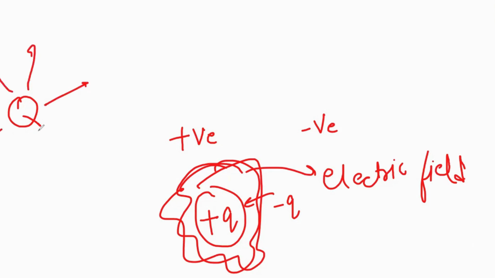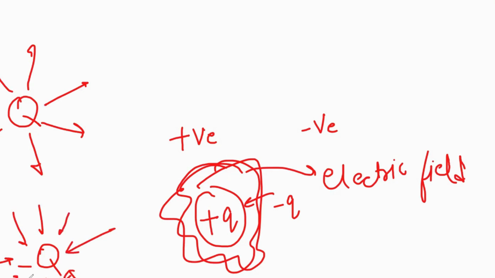If it is a positive charge, then the field lines of a positive charge will always be radially outward, and if it is a negative charge, they will always be radially inward. Are you clear this much? Okay.